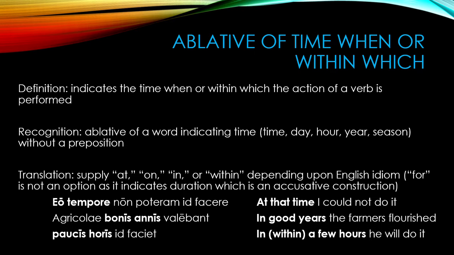In the example, eo tempore non poteram id facere, at that time I could not do it, eo tempore is the ablative of time and is translated as at that time. In the sentence, agricolae bonis annis valebant, in good years the farmers flourished, bonis annis is the ablative of time and is translated as in good years. In the sentence, paucis horis id faciet, in or within a few hours he will do it, paucis horis is the ablative of time when and is translated as in or within a few hours.